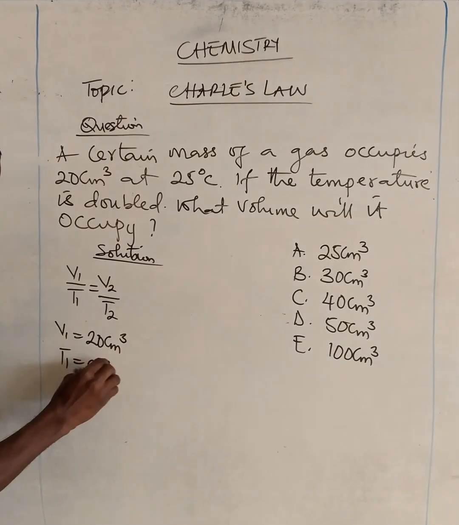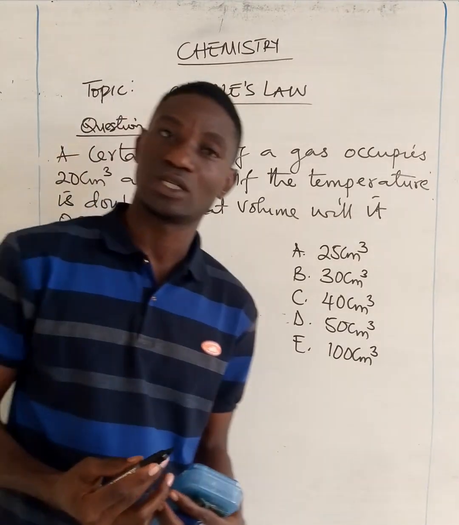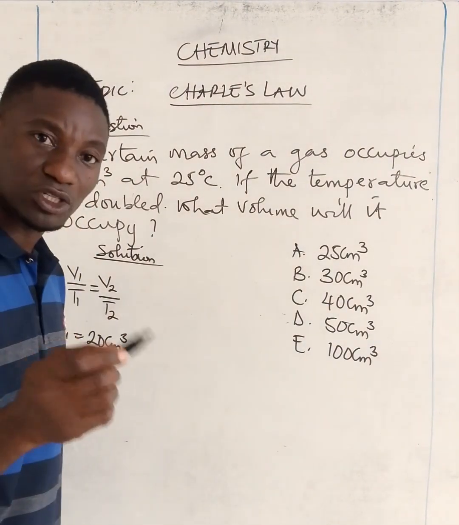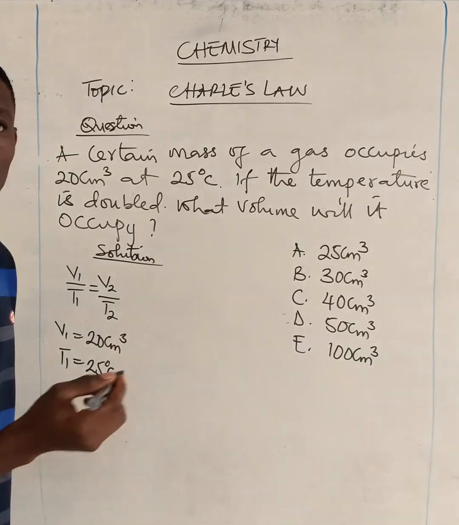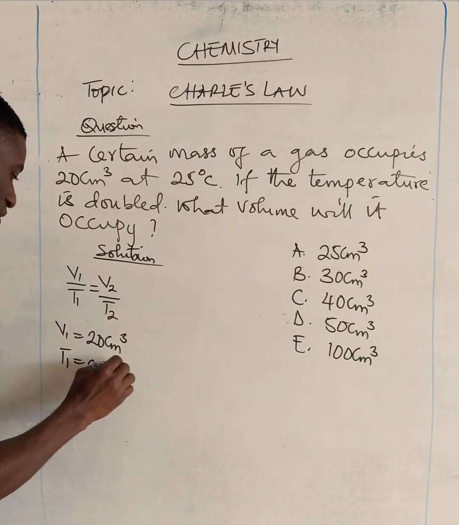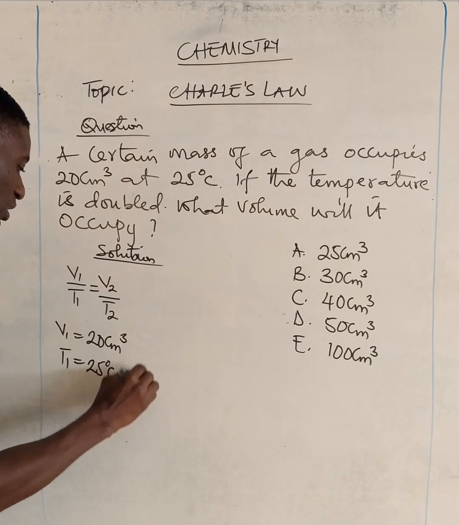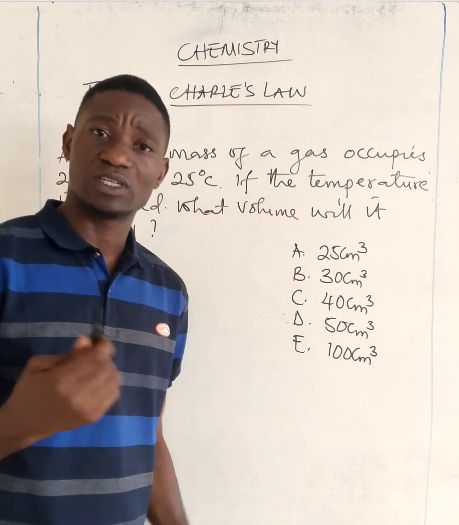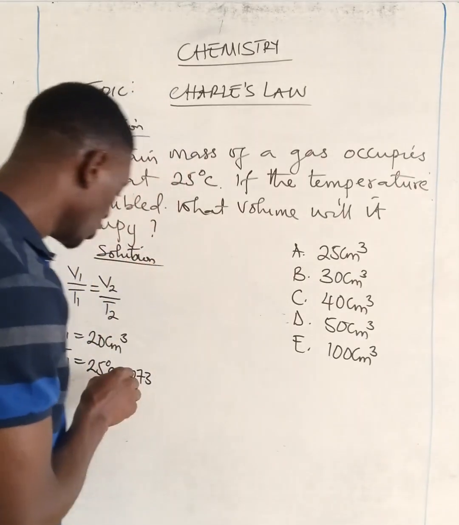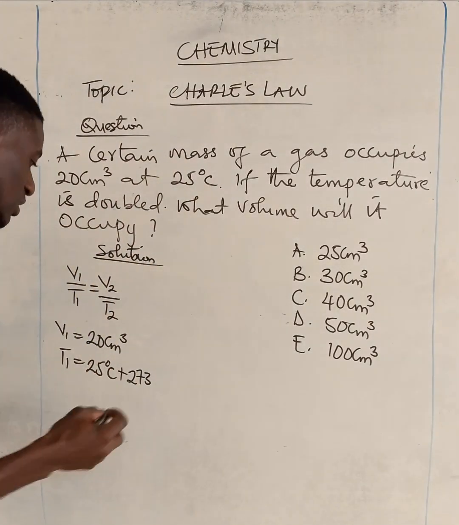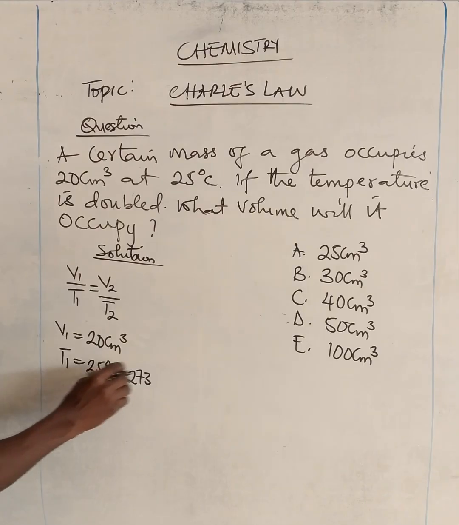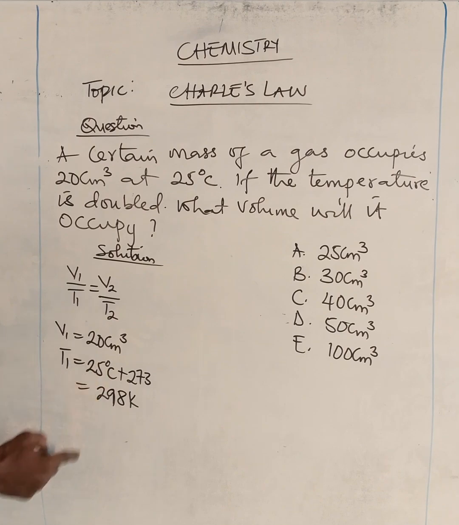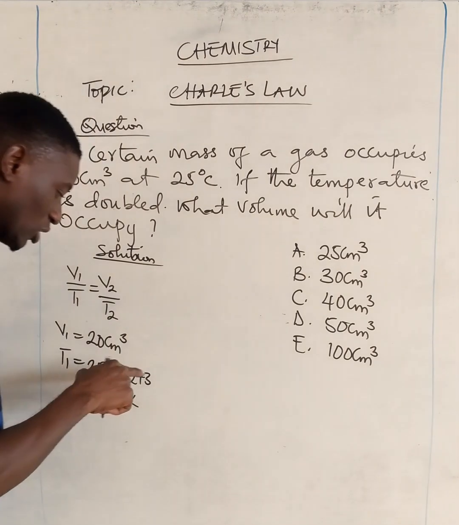So 25 degrees Celsius. Remember, in all our gas calculations, we are always advised to convert all our temperatures from degrees Celsius to the Kelvin temperature scale. When you are given temperature in degrees Celsius and you want to convert to Kelvin, you simply add 273 to the given Celsius. So our initial temperature T1 will now be 298 Kelvin because we have converted it from degrees Celsius to Kelvin.